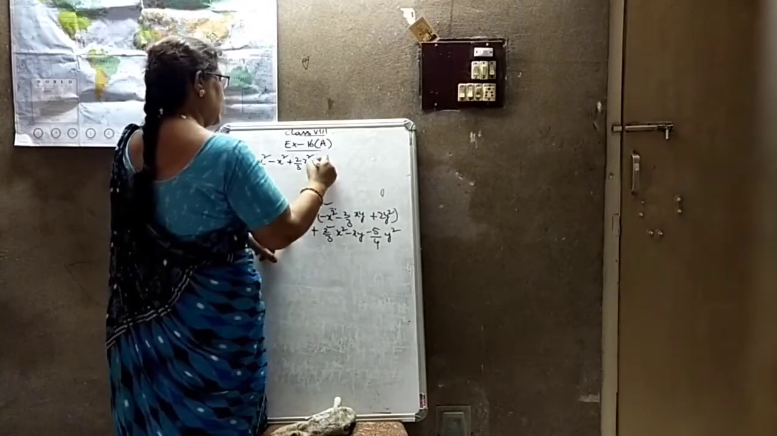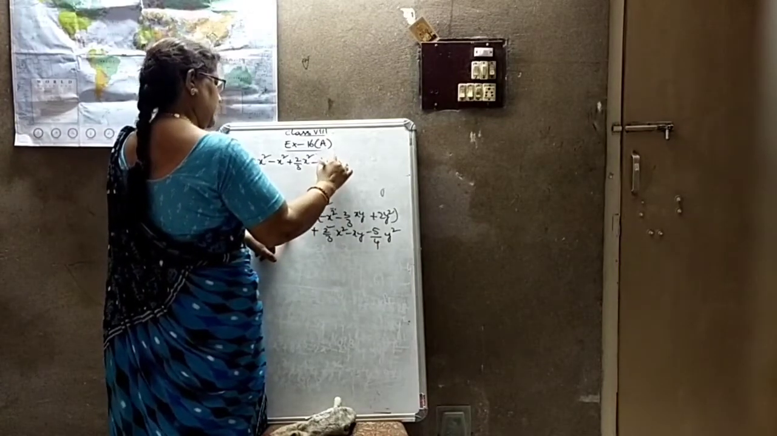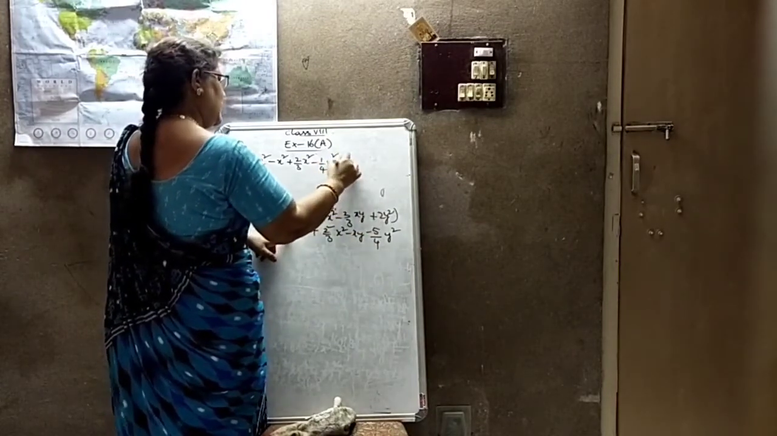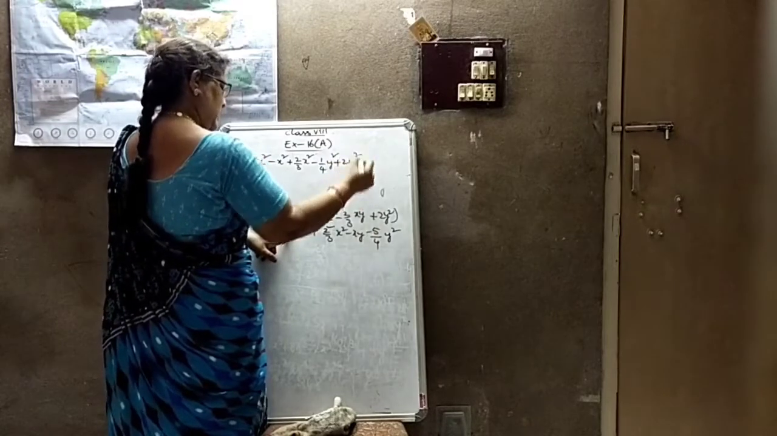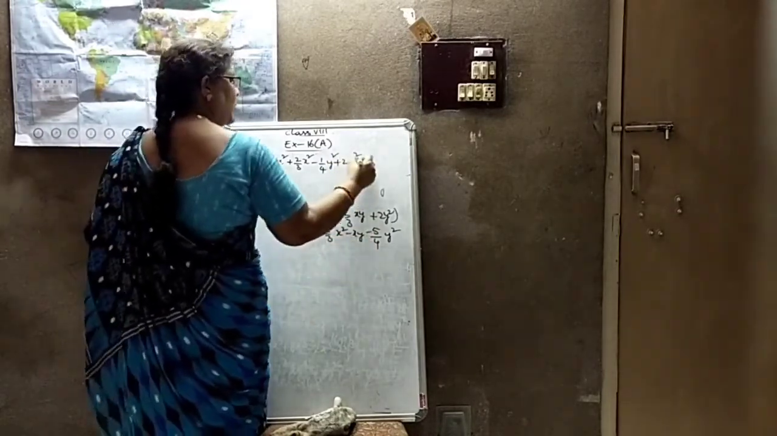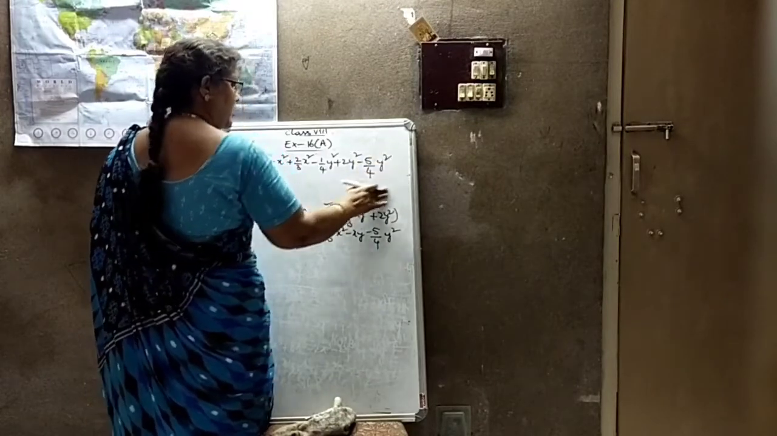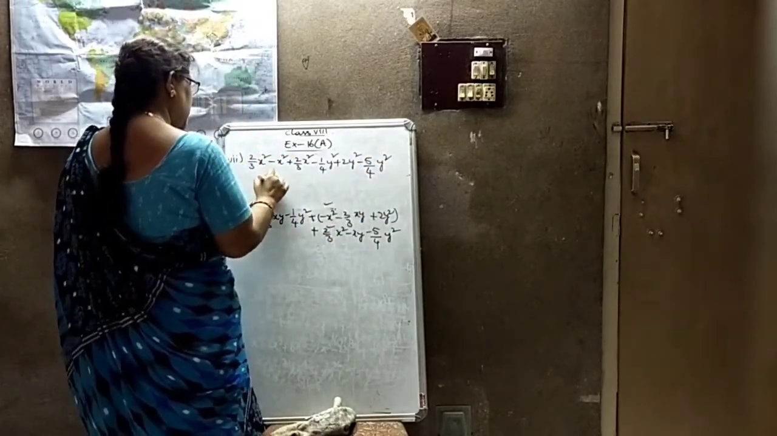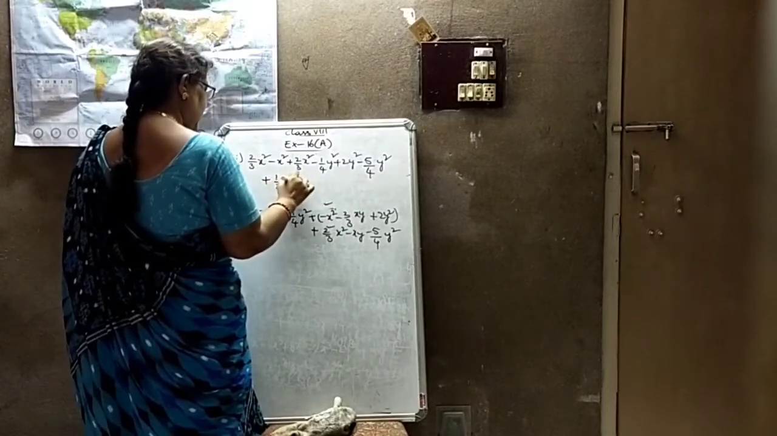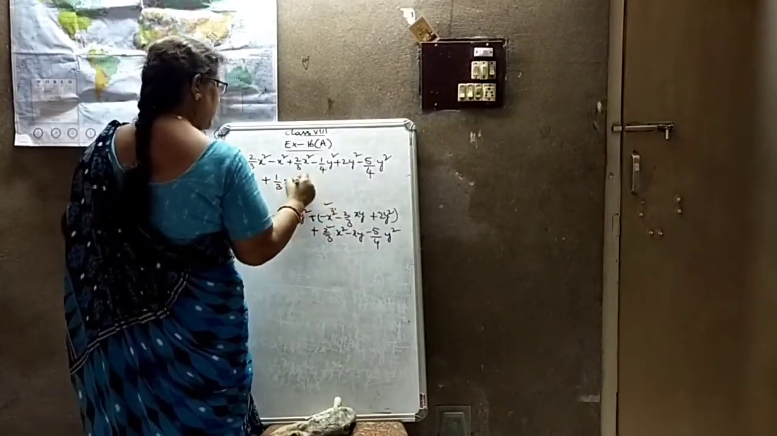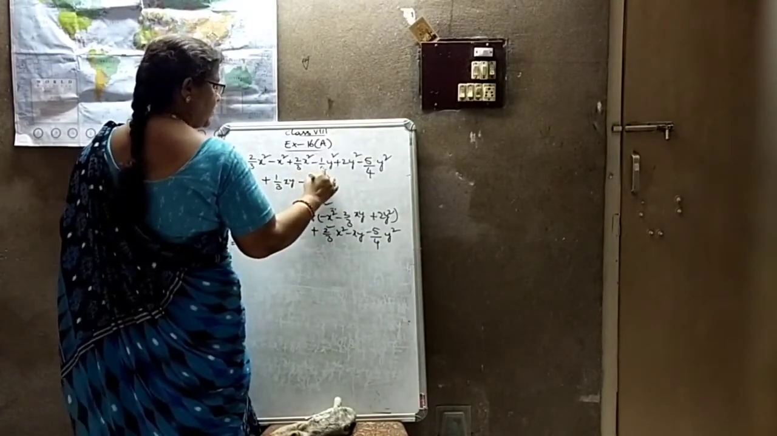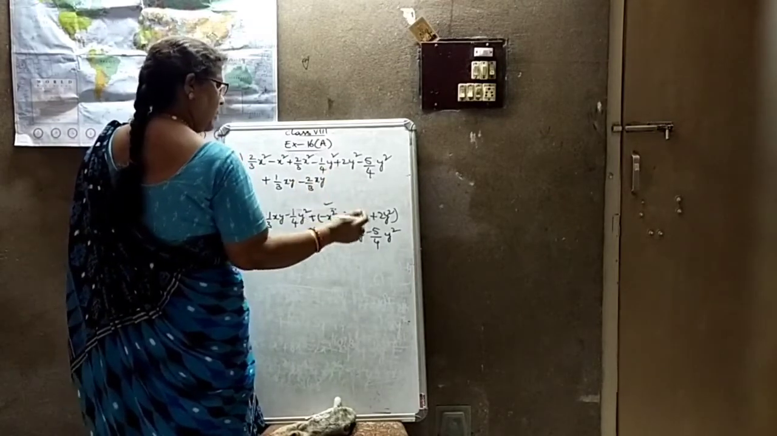Y square you take. Minus 1 by 4 y square plus 2y square minus 5 by 4 y square. Next term is xy: plus 1 by 3 xy minus 2 by 3 xy minus xy.